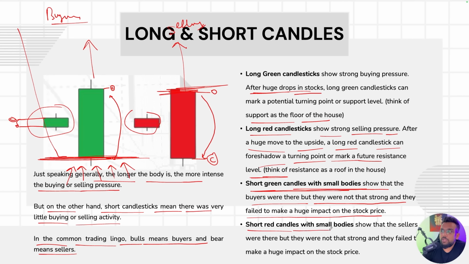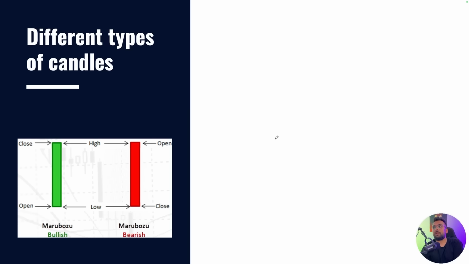Now, short red candles with small bodies show us that the sellers were there, but they were not that strong and they failed to make a huge impact on the stock prices. That means it opened right here and closed right here. It was a very small move. It was not strong enough for the stock to keep pushing lower. Okay, now let's look at different types of candlesticks.